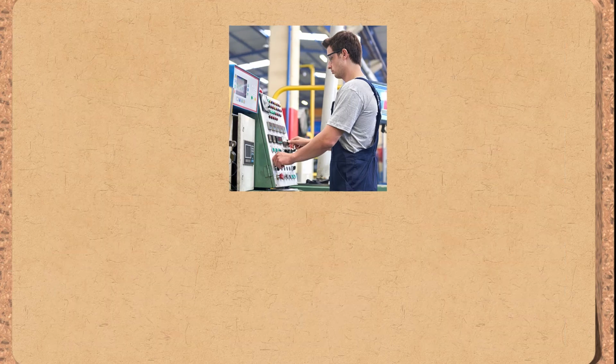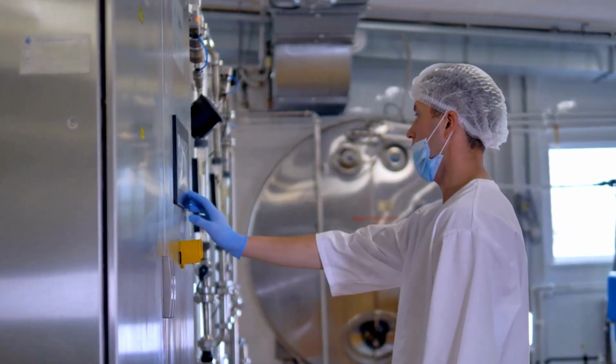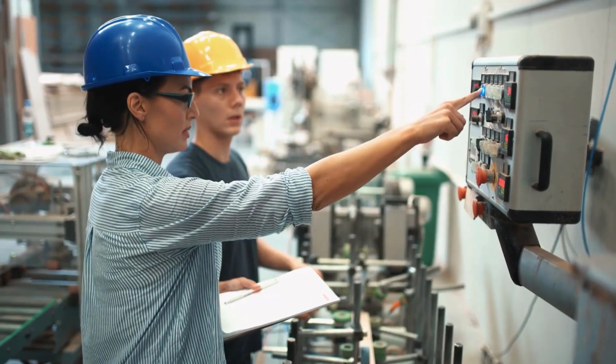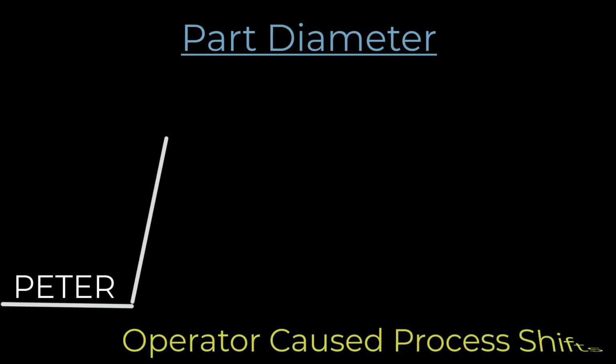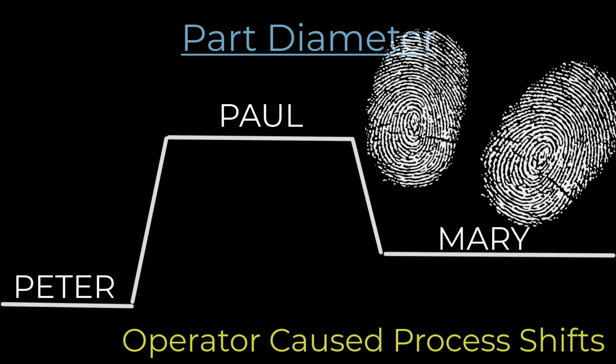Suspect number 2, manpower. Operators are often guilty of crimes against the process. Untrained and ineffective operators can create all kinds of shifts and drifts in a process. Solve this mystery by looking at the process data over the course of a period of time. Often you can identify operator-induced process shifts by looking at the data trends. A time series graph is like a fingerprint analysis.